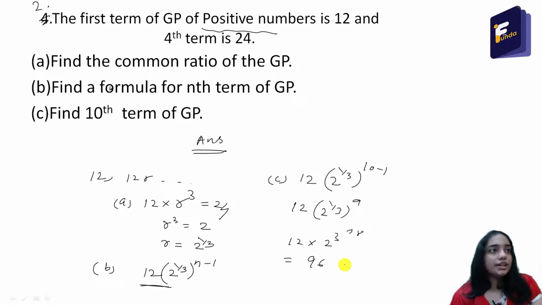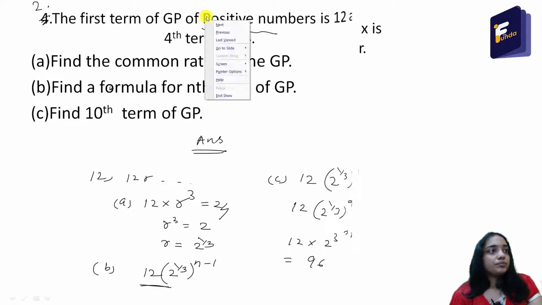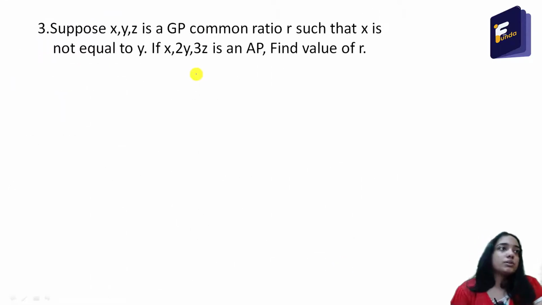So let's move to the next question. Suppose X, Y, Z is a GP with common ratio R such that X is not equal to Y. And if X, 2Y and 3Z is an AP, find the value of R. Now you may pause the video and solve this question, and then we will look at the solution.